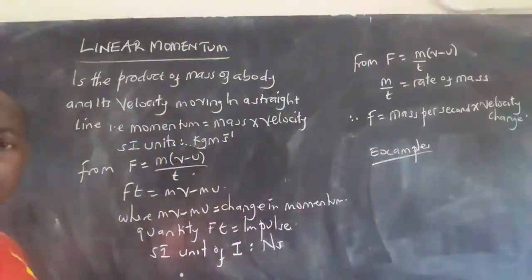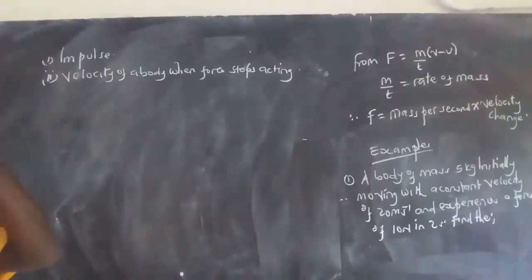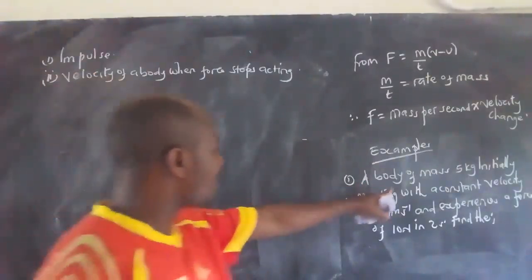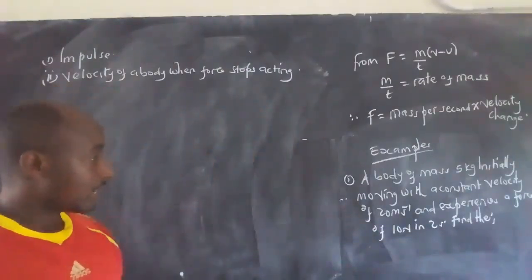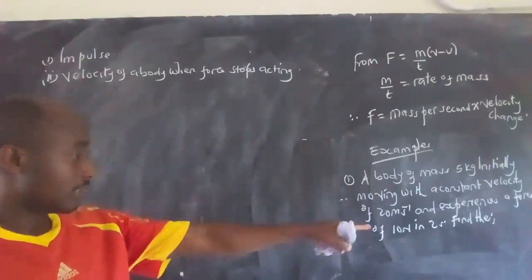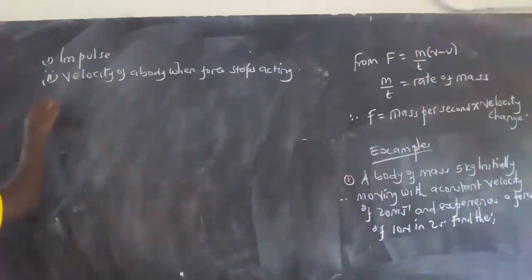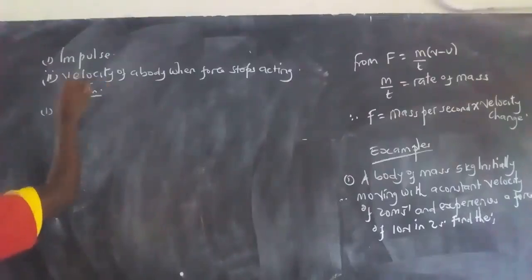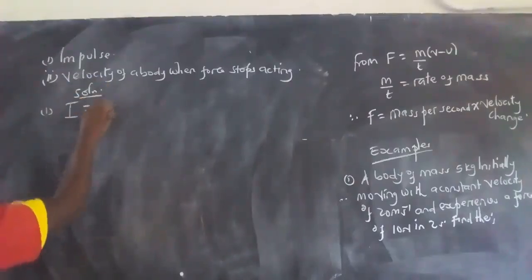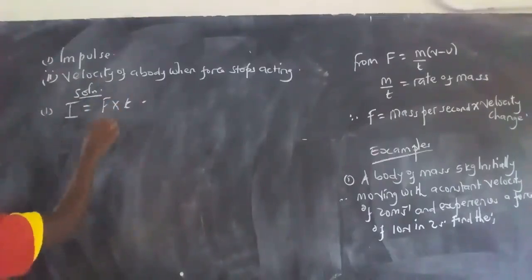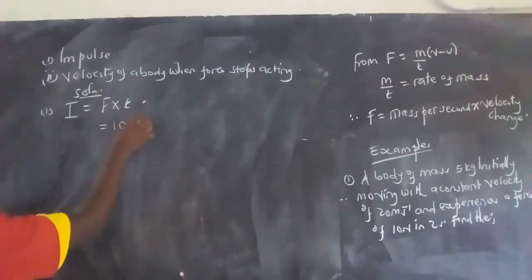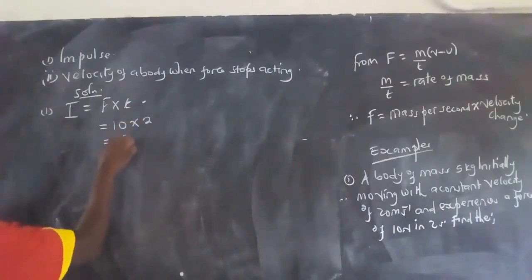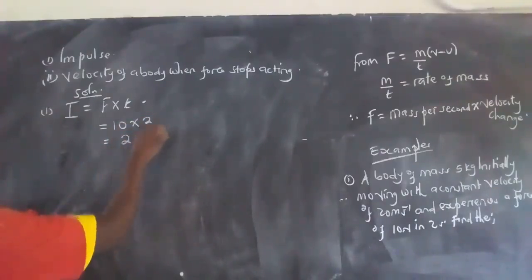Example: a body of mass 5 kilograms, initially moving with a constant velocity of 20, experiences a force of 10 for 2 seconds. Part 1, solution: impulse I is force times time. The force is 10 times 2, giving us 20 Newton second.